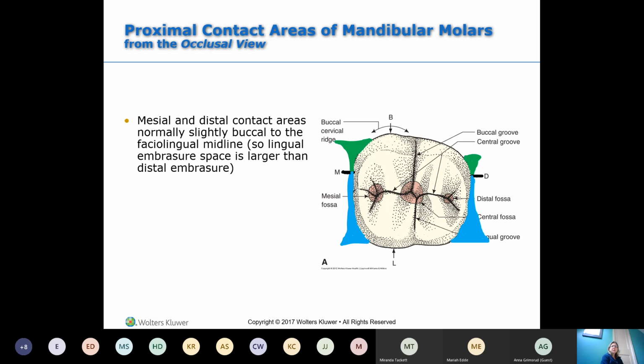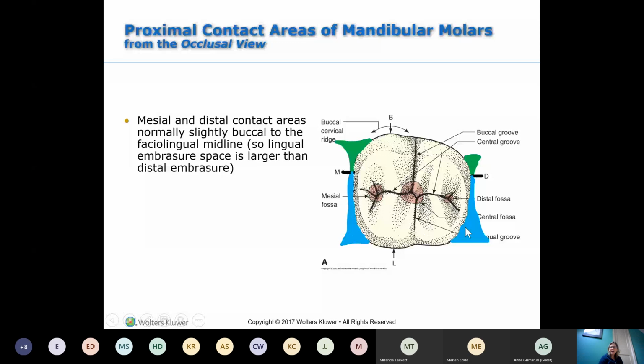The mesial and distal contact areas normally are slightly buccal to the facial-lingual midline, so the lingual embrasure space is larger. If you look at this tooth right here, this would be a mandibular second molar. If you took this tooth and divided it right in half along the central groove, like this, the contacts are closer to the buccal. So the tooth contacts the tooth next to it closer to the buccal, which makes this lingual space bigger.